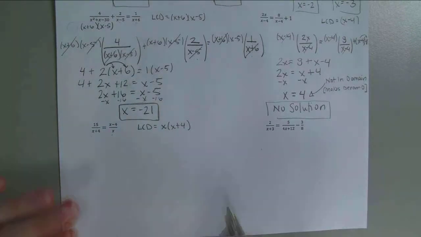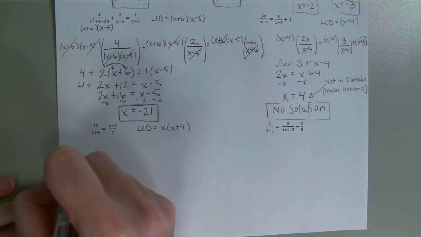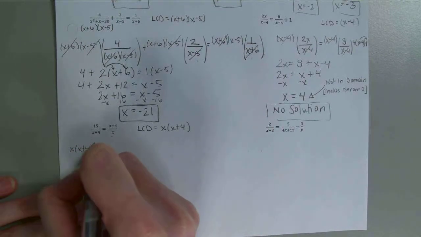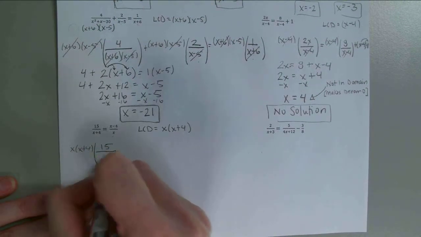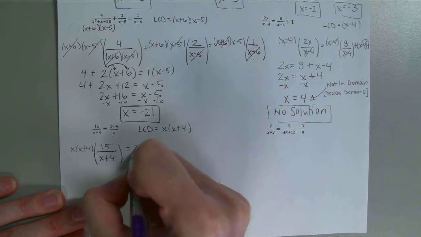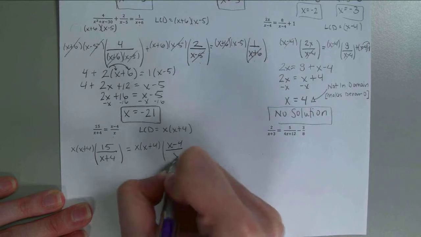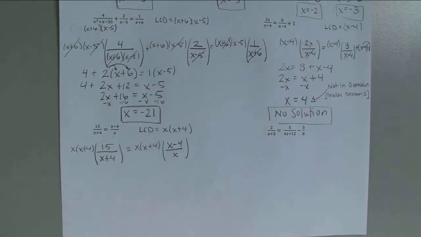So whenever you find your domain, or excuse me, your LCD, take this side, x times x plus 4, times the original fraction, 15 over x plus 4, equals the LCD, x times x plus 4, times the original fraction, x minus 4 over x. Okay? So again, my big parentheses are what was there originally, 15 over x plus 4, and x minus 4 over x. But then we should be able to knock out these denominators when we go back, okay?